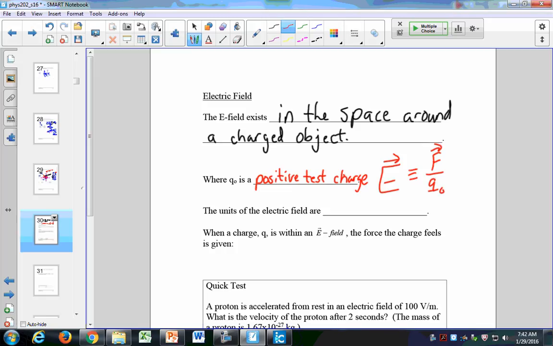And when I say test, I want you to think, this is not a real charge, it's an imaginary thing. It's something that we'll use as a tool in this chapter to determine the direction of the electric field, and you'll see how that comes into play as we go along.